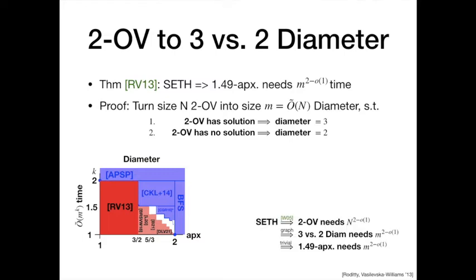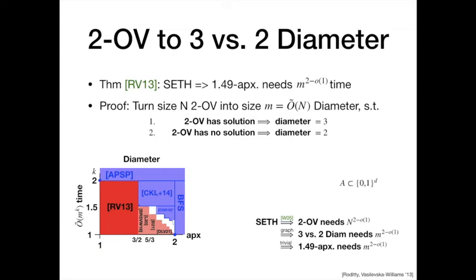Okay, so why would this be enough? Let's suppose we've done this. Well, by the results of Williams, SETH implies that 2OV needs quadratic time, and that implies that distinguishing between diameter 3 and diameter 2 needs quadratic time, because if you could do it faster, then you could solve OV faster by passing to the diameter instance and then solving the diameter instance, and that gives you your OV solution. So 3 versus 2 diameter needs quadratic time, and therefore a better than 1.5 approximation needs quadratic time. Okay, so we've proved this up to the non-trivial part of actually constructing the graph.